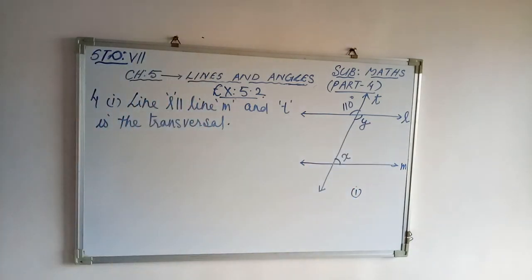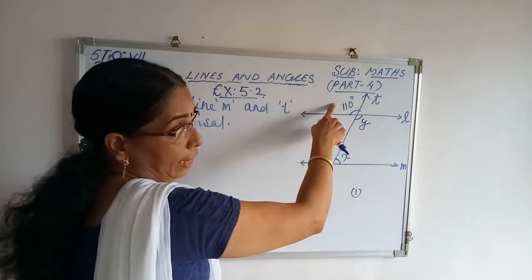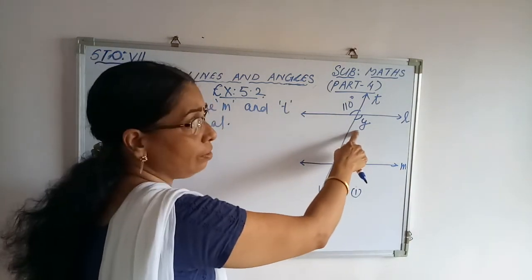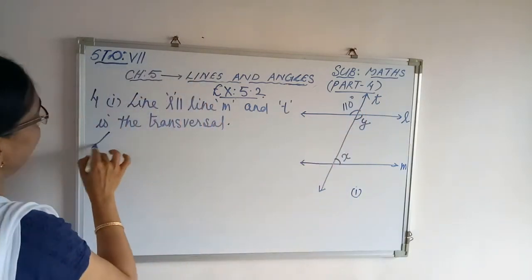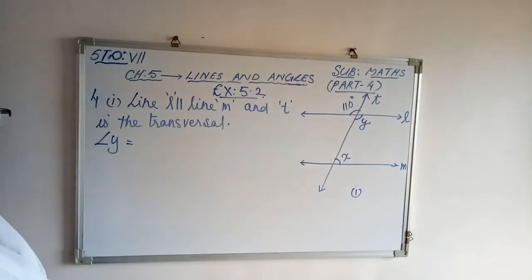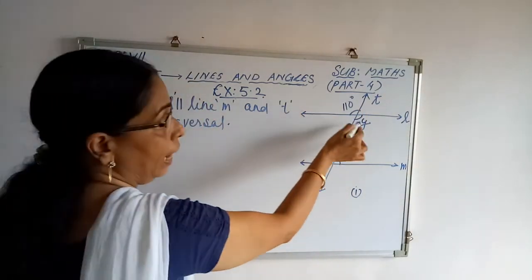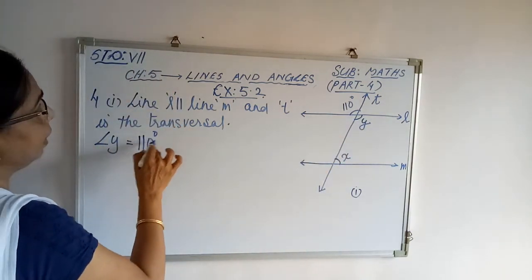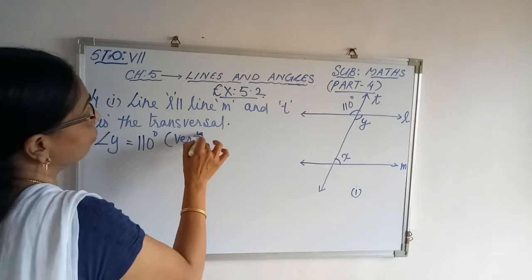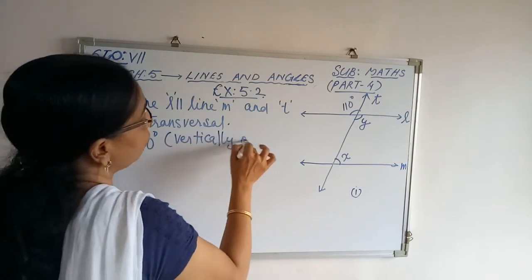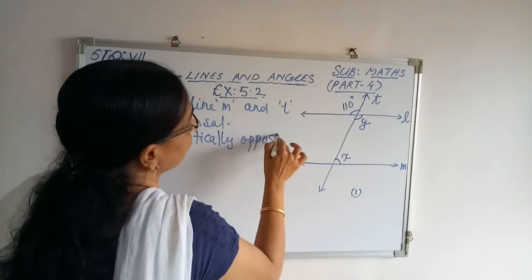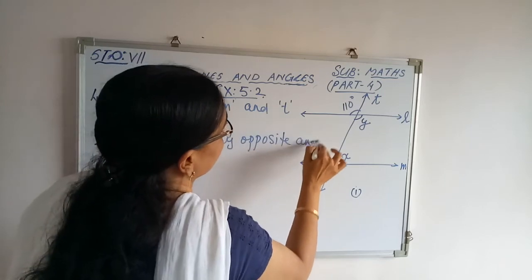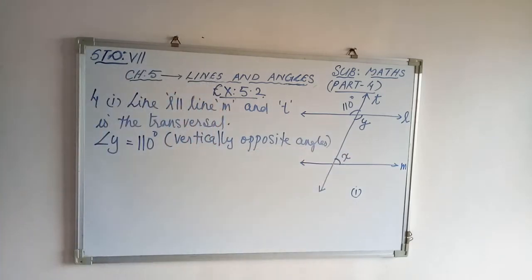So now listen. Here it is 110 degrees. So I mark one angle as Y. So what will be the value of angle Y? We can tell very easily, because 110 and Y are vertically opposite angles. So Y is equal to 110 degrees, as they are vertically opposite angles.